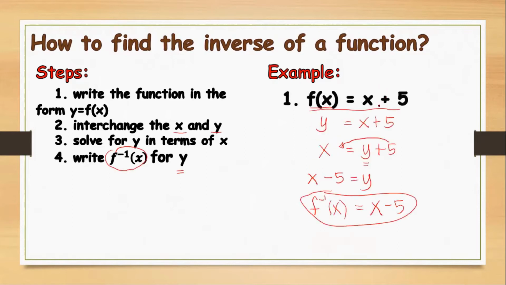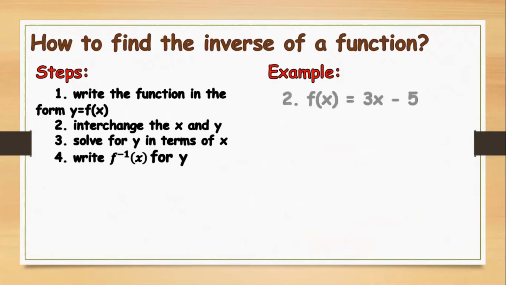So we have here x plus 5 and automatically our inverse is x minus 5. Okay, so let's continue with number 4. f of x equals 6x. So all we have to do is change that to y equals 6x.